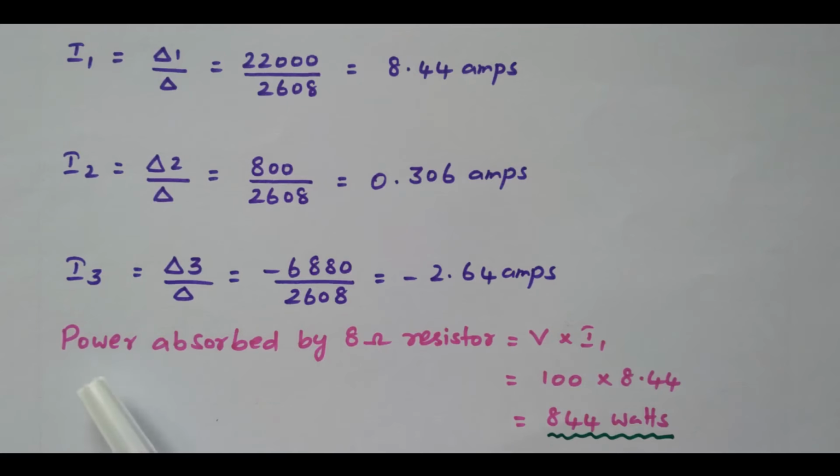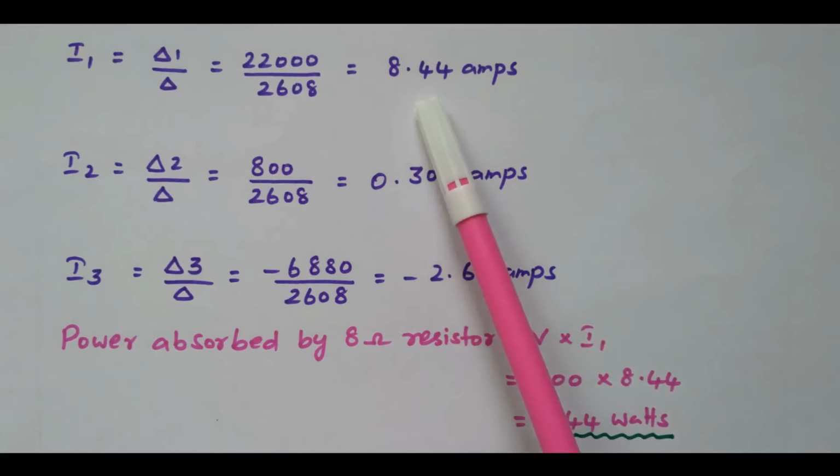We have one more question. Power absorbed by 8 ohm resistor. V into I. Power is V into I. The voltage across the 8 ohm is 100. The current flowing through the 8 ohm is I1. So 100 into 8.44 is 844 watts. Power absorbed by 8 ohm resistor is 844 watts.